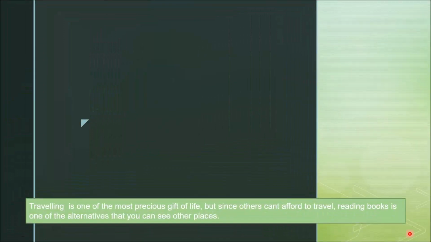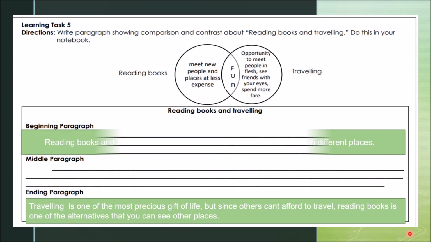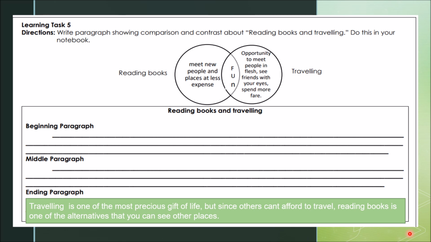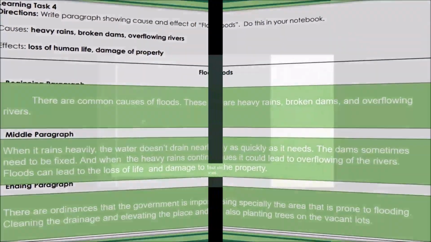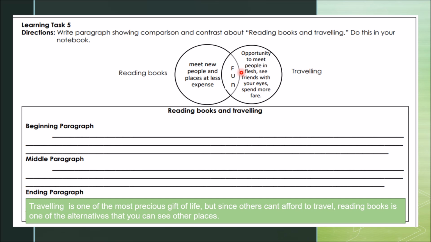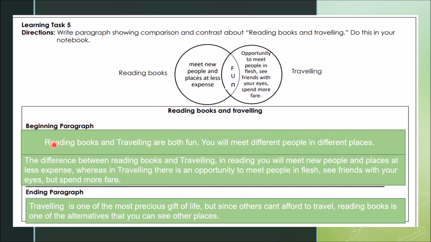Okay. For the next learning task, you have to write a paragraph showing comparison and contrast about reading books and traveling. So, do this in your notebook. So, reading. Okay, let's start here. So, for reading books, these are the Venn diagram. They're both fun, right? So, we start here. Let's start with the beginning sentence. Okay, let's start here.